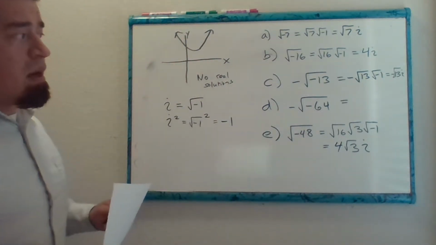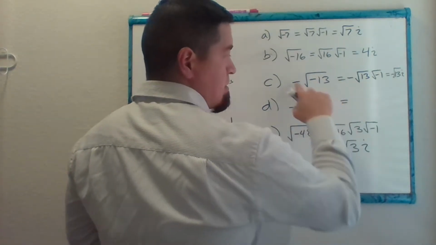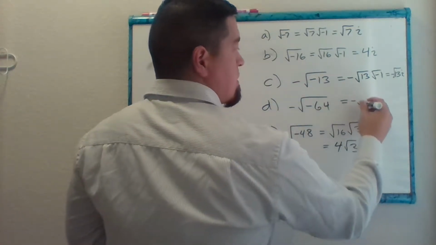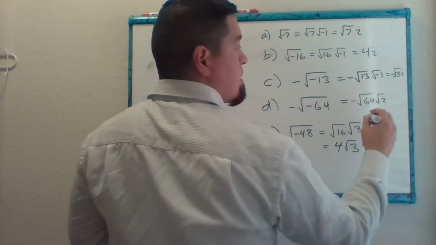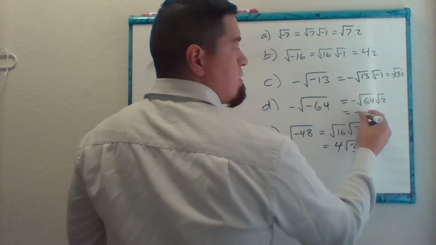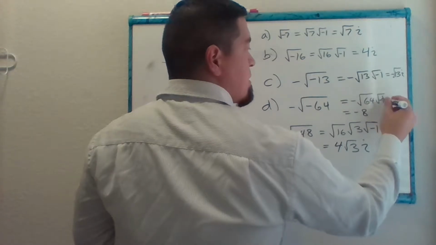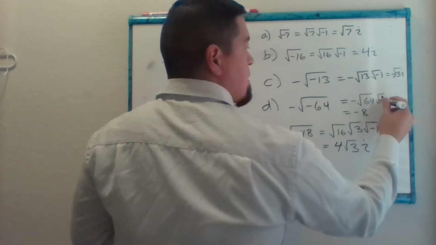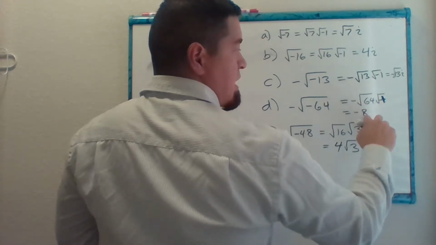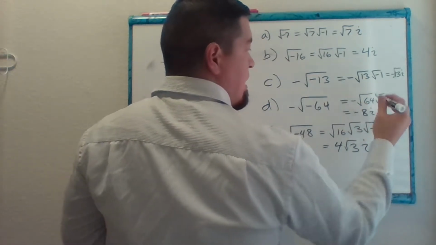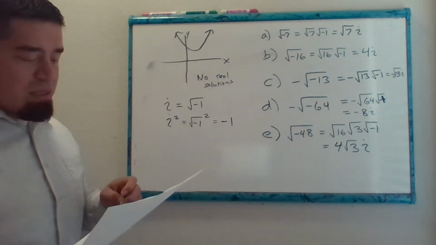Kind of a similar thing here. You just got to be careful with the negatives because this negative remains on the outside. So square root of 64 times the square root of -1. We know the square root of 64 is 8, and the square root of -1 is i. So that's how you'd answer those first set of questions.